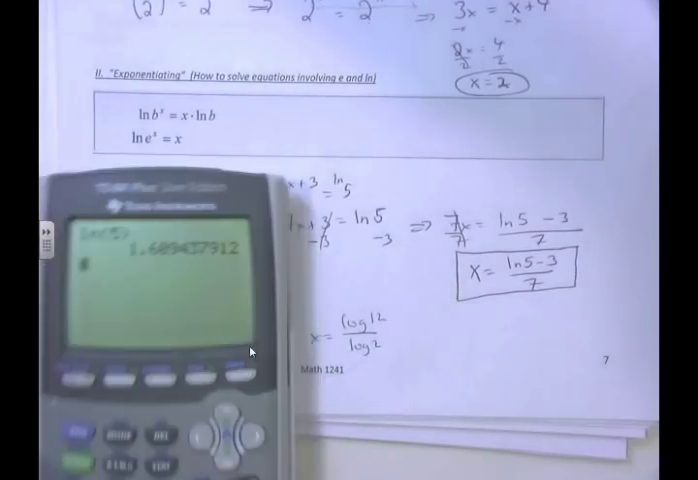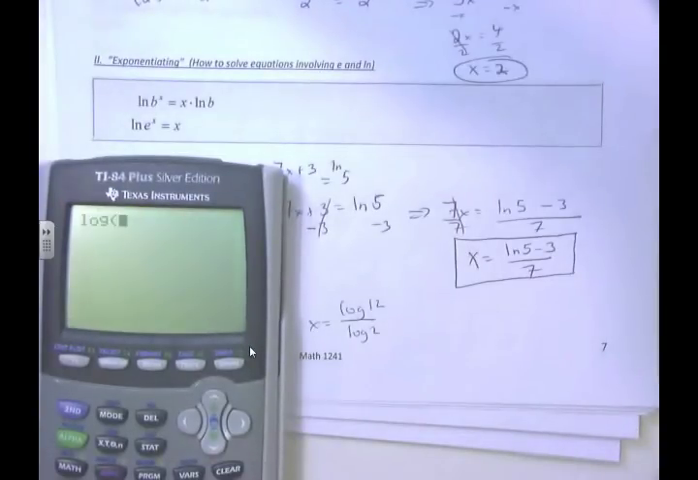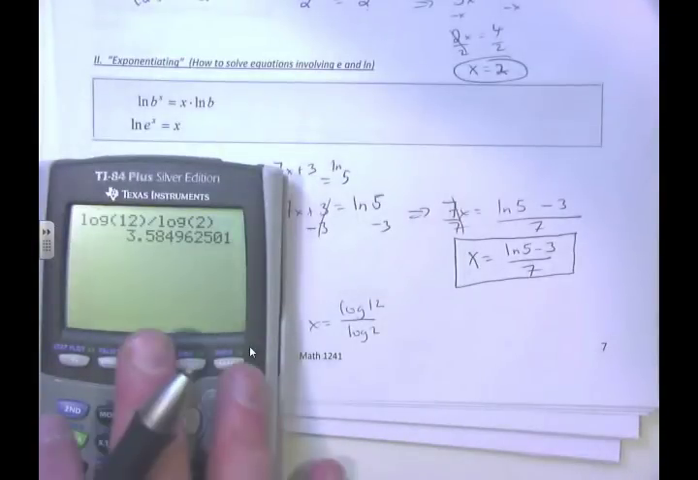And then if I wanted to calculate the decimal version of that, all I have to do is type in log 12 divided by log 2. And I get what I expected, 3.5 somewhere, 3.5849625001. And now I've got the accuracy that I require.